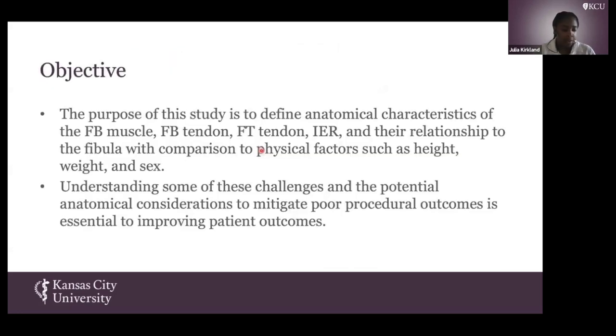So the objectives: the purpose of the study is to define the anatomical characteristics of the fibularis brevis muscle and tendon, the fibularis tertius tendon, the inferior extensor retinaculum, and their relationship to the fibula, with comparisons to physical factors such as height, weight, and sex. Understanding these challenges and the potential of anatomical considerations to mitigate poor procedural outcomes is essential to improving patient outcomes.